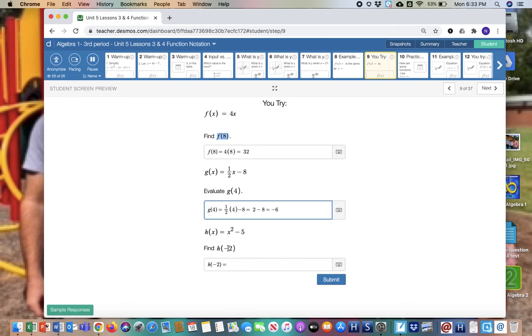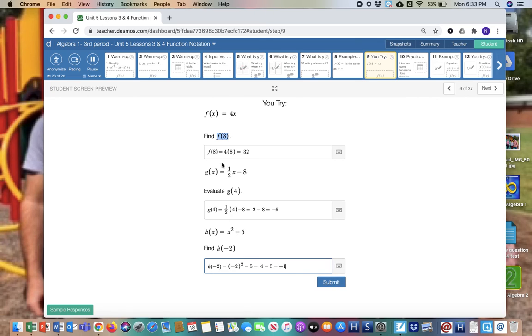And then lastly, we see h of negative 2. Remember, anytime, notice how I use parentheses here. I'm still going to use parentheses here. So we go open parenthesis, negative 2, close parenthesis, squared minus 5. Negative 2 times negative 2 is 4. 4 minus 5 equals negative 1. So those would be our answers here.